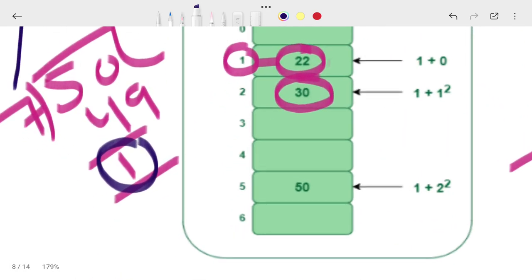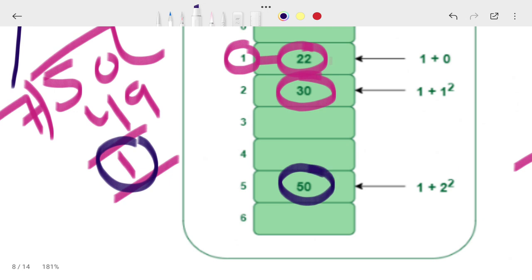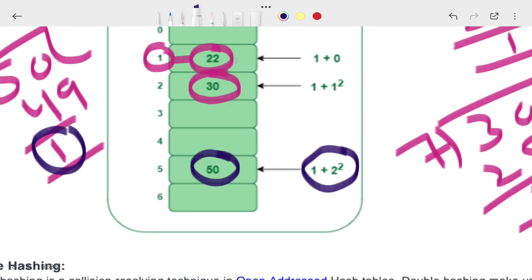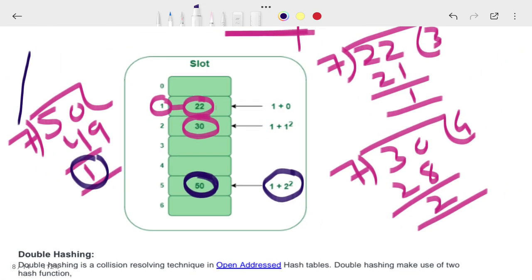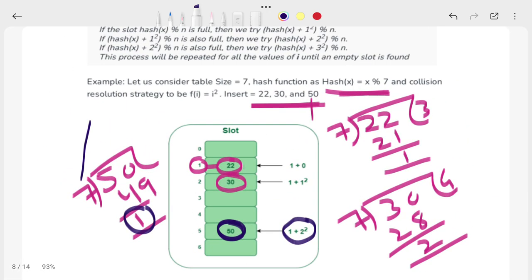At fifth there is no data, so 50 will come here. 1 plus 2 square. Before, I was doing the value plus next; now it is the value plus next square, and at the square I have to check. If there is a vacant place, then I will place it, otherwise not possible. But this is not good.